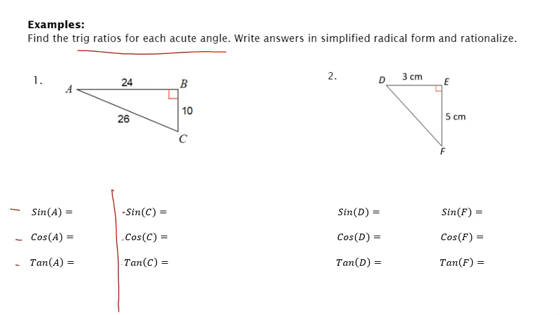If I look at angle A, we're going to go ahead and label everything out. So across from the right angle, you can see that's my hypotenuse. I'm going to put H for hypotenuse. Opposite and adjacent is usually where most students get confused.